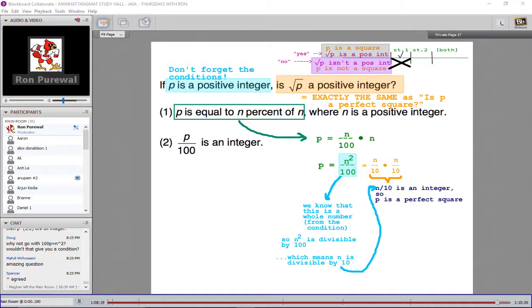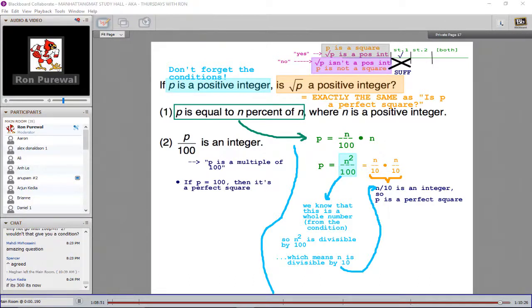Statement 2 just tells you that P is some multiple of 100. So that's not going to tell us. I mean, it could be a perfect square. Sure, it could. So that's basically all this means. P is a multiple of 100. Some multiple of 100. If P is 100, it's a perfect square. But if P is like 200, then it's not. Or 300.